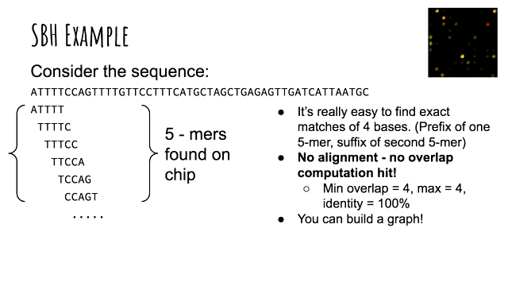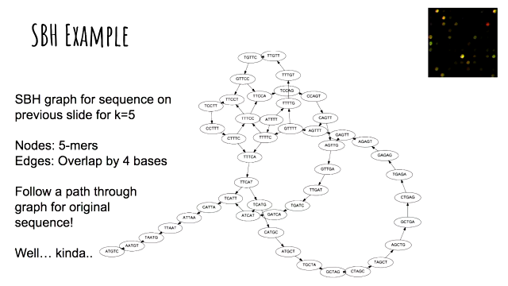And you can take all these connections and build a graph. And so that's what they did. And this was the graph they came up with for our previous example. So our sequencing by hybridization graph, the sequence on the previous slide for k equals 5, and the nodes on this are the 5-mers, and the edges are overlapped by 4 bases.